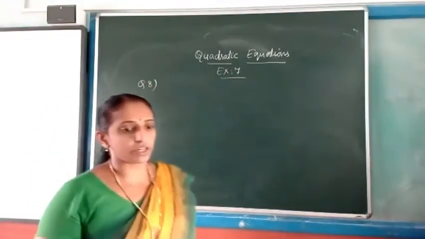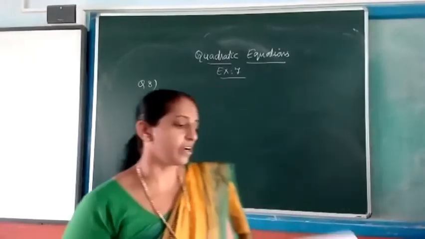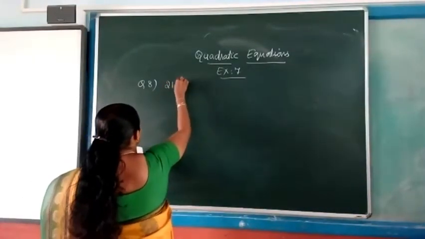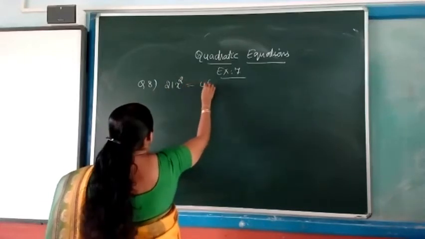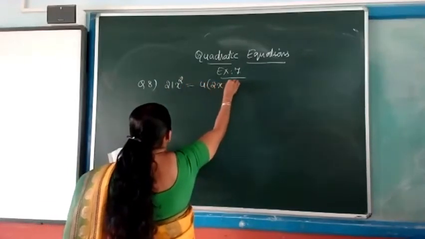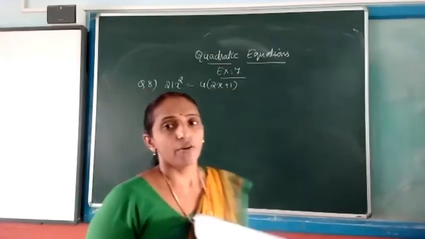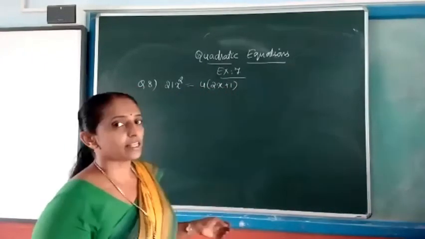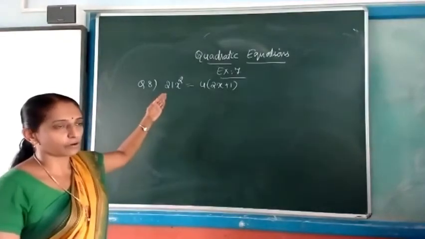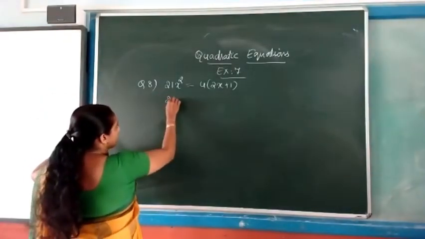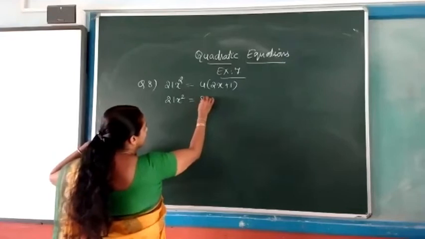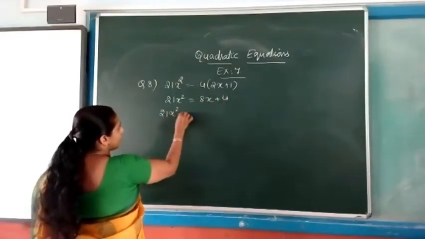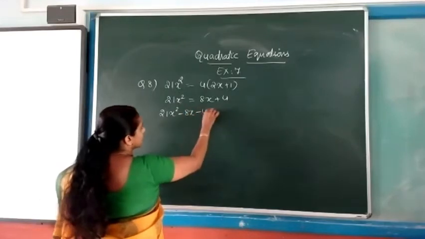What is given in question number 8? 21x square equal to 4 into 2x plus 1. This is the question given. First of all, you have to make the equation in the standard form. It's not given in the standard form. So 21x square is equal to 8x plus 4. That is 21x square minus 8x minus 4 equal to 0.